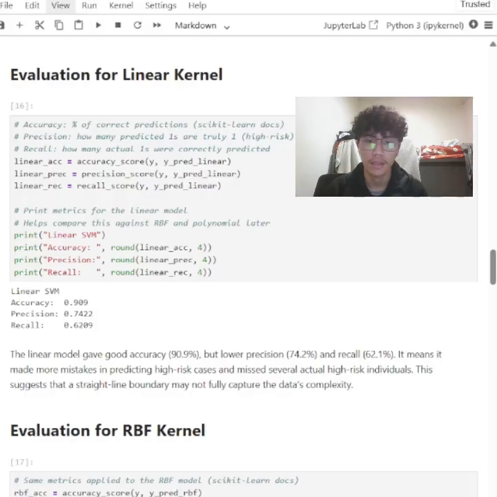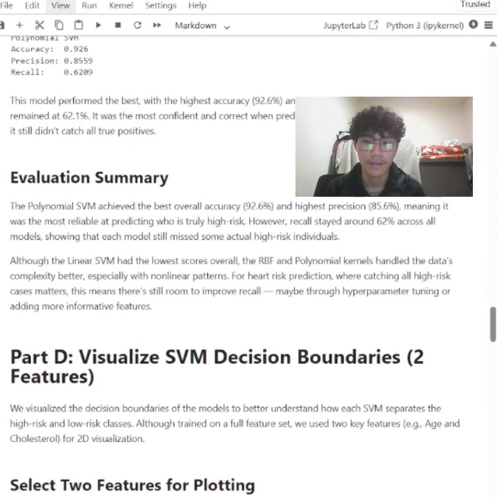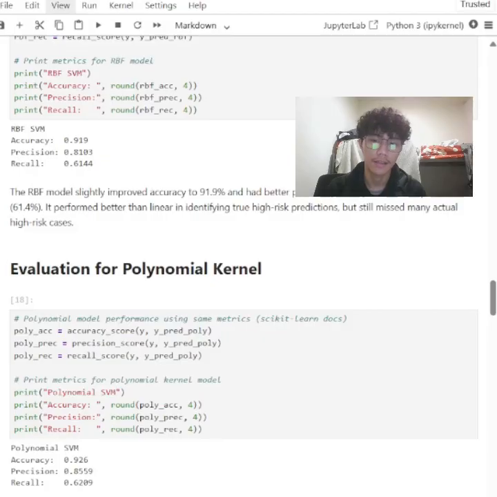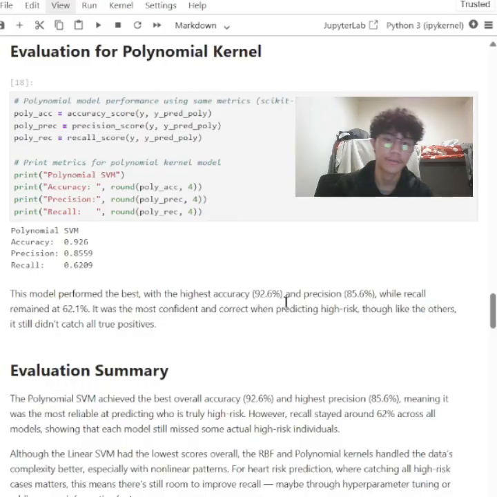Now evaluating the RBF SVM, it shows a slight improvement in accuracy to 91.9% and a better precision of 81%. However, its recall remains similar, suggesting it still struggles to identify all true high-risk cases. And finally, evaluating our polynomial SVM, it performed the best because it achieved the highest accuracy at 92.6% and an impressive precision of 85.6%. This means that when it predicts someone is high risk, it's very likely to be correct. Recall, however, stayed consistent with the other models.